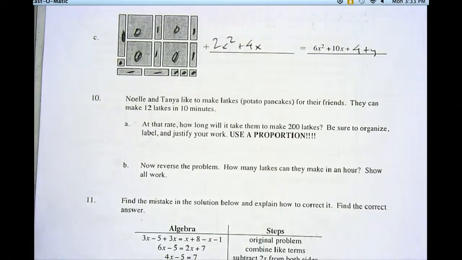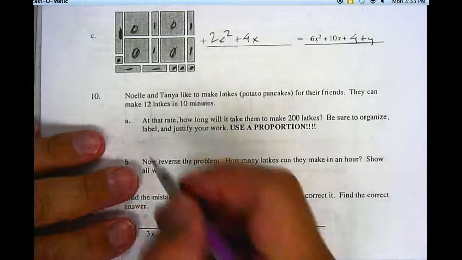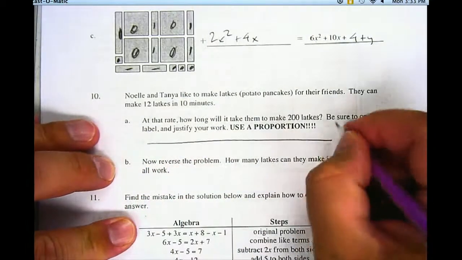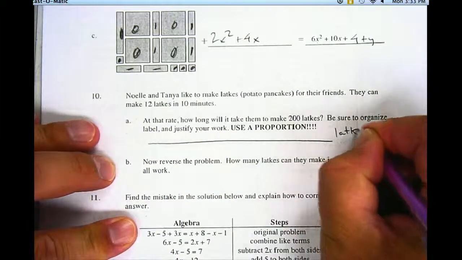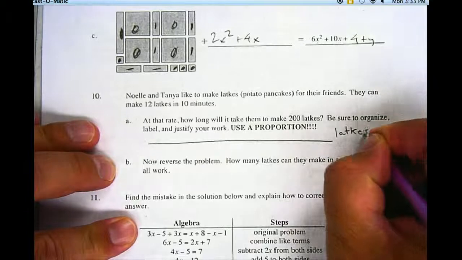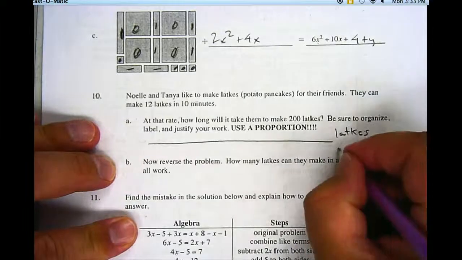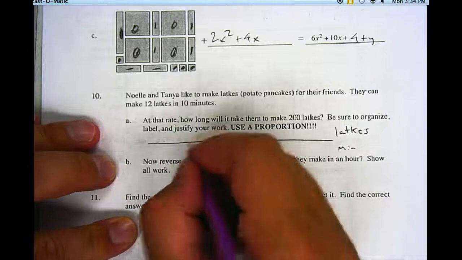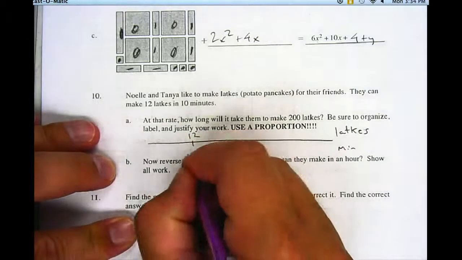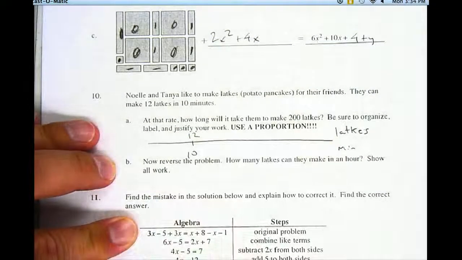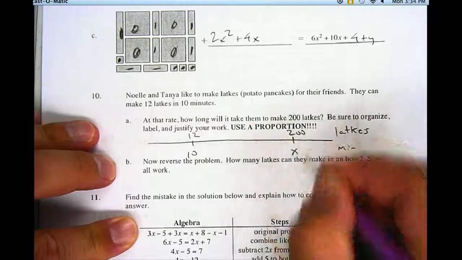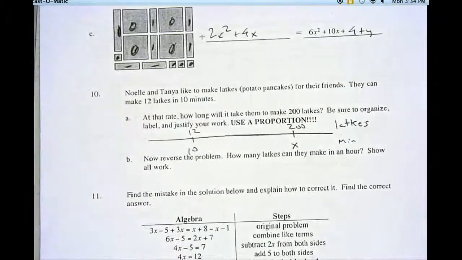So I could do this in a couple different ways. One way is to make a double number line, where the latkes are on top and the minutes on the bottom. And I know I can do 12 latkes in 10 minutes. And I need to find out how long it's going to take me to do 200 latkes. So 200's got to be up there. I've got to find out that x.